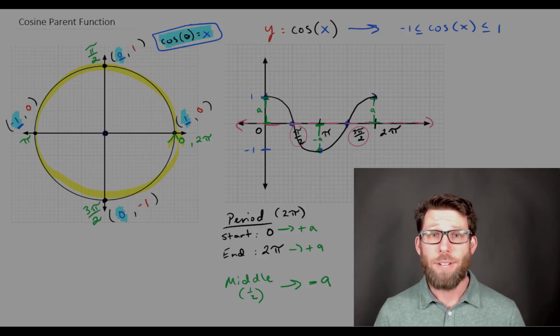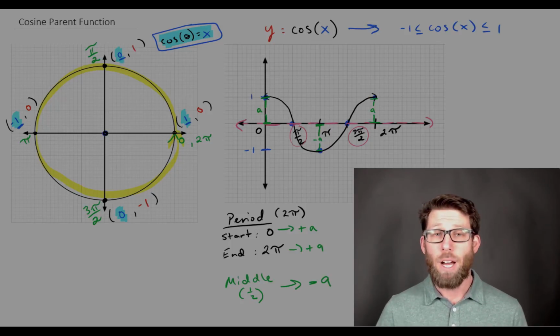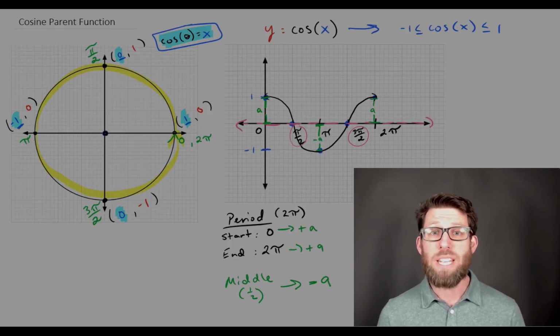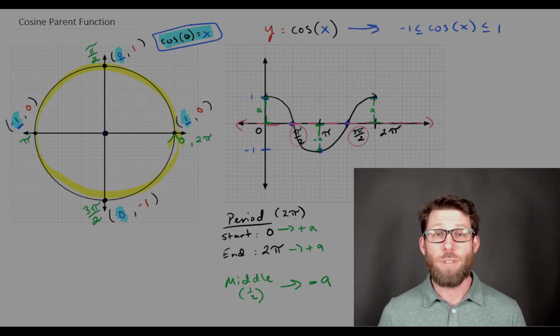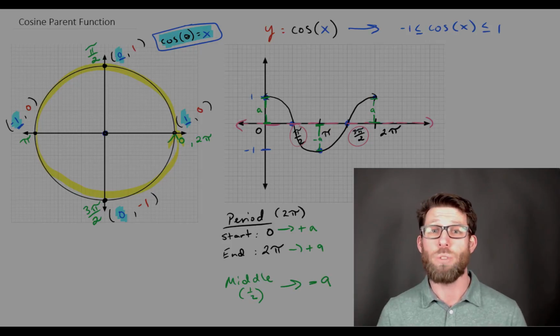That's a cosine graph. In later videos, we'll see how we can transform it by stretching the amplitude, speeding it up, slowing it down, or shifting it to the left or right. But for now, you at least have a good idea of what the fundamentals are when dealing with a sine or cosine graph.